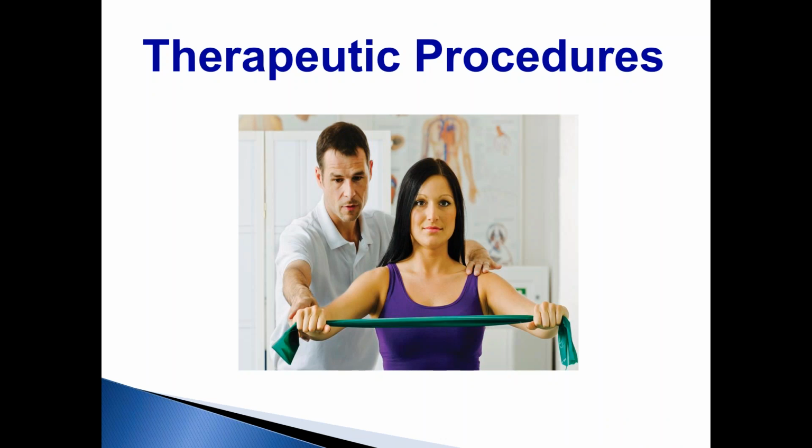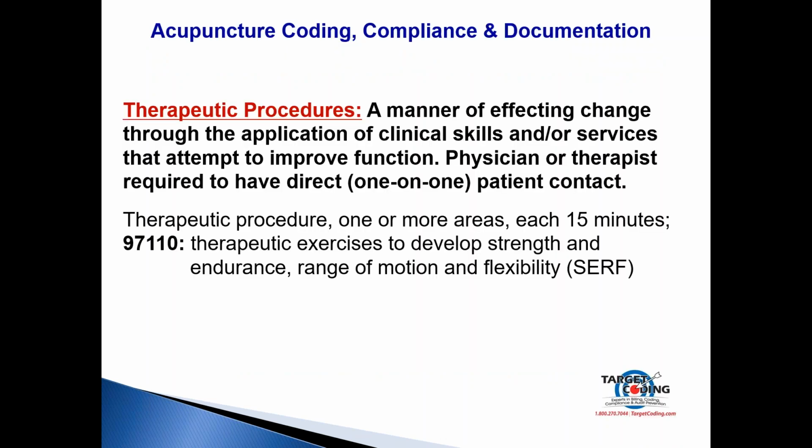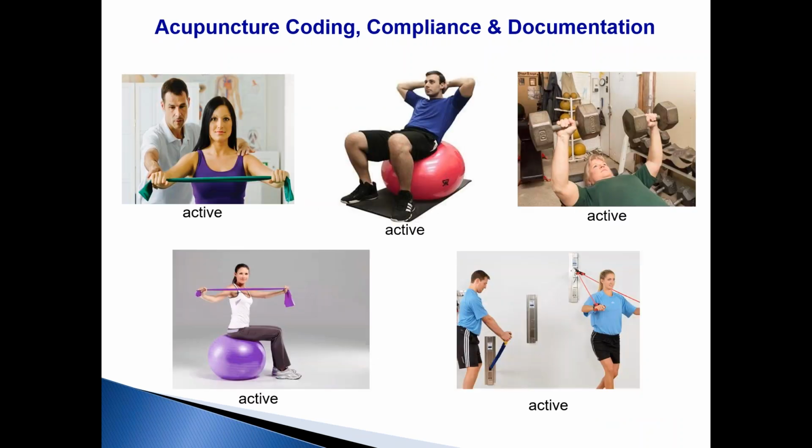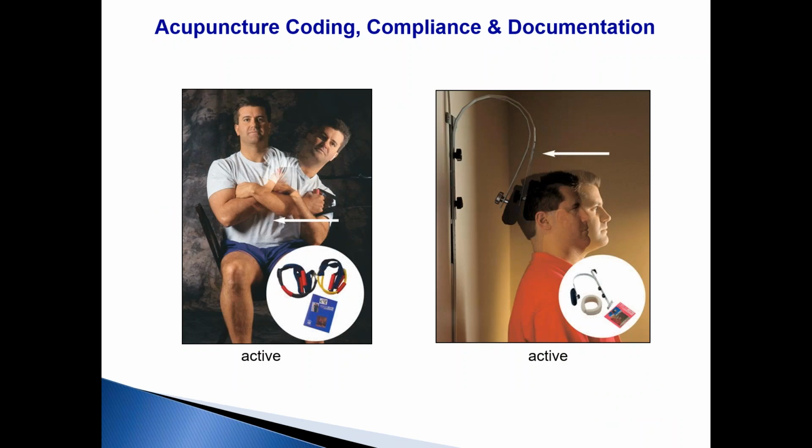Acupuncturists oftentimes provide therapeutic procedures. Acupuncturists with many health plans will get paid for therapeutic exercises. Now remember, therapeutic exercise is used to develop strength, endurance, range of motion, flexibility. It has to be an active procedure. That means the patient is performing the service with skilled assistance by the acupuncturist. So these are the typical active procedures for 97110: tubes, balls, bands, weights.